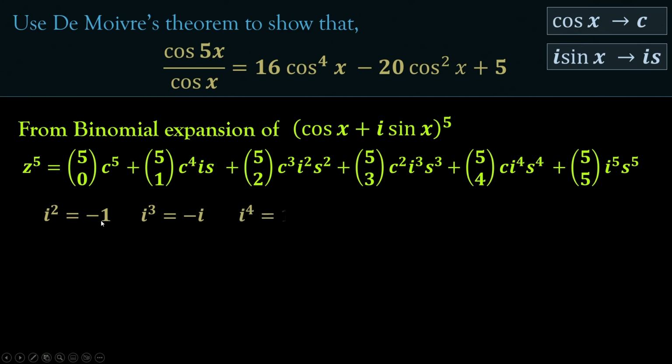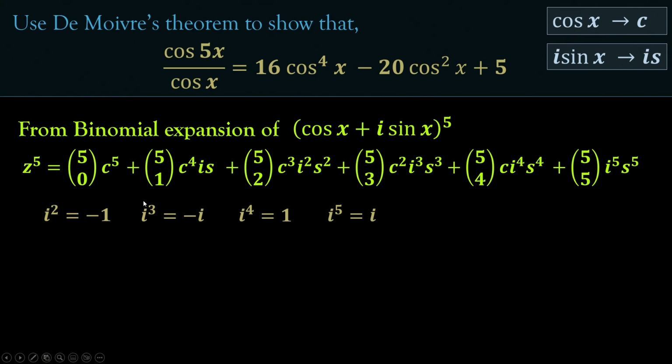So i to the power 4 is 1. And i to the power 5 is i to the power 4 times i. So multiply by i here and multiply by i on the other side. Then i to the power 5 is the same thing as i. So I'll write i to the power 5 is the same thing as i. I'm doing that because I'm going to simplify this expression.